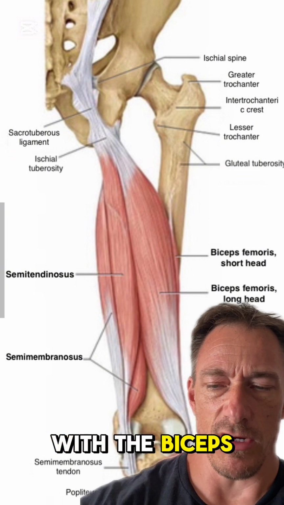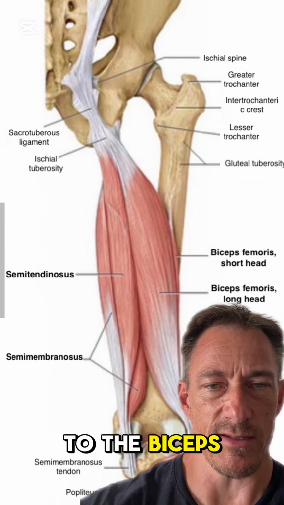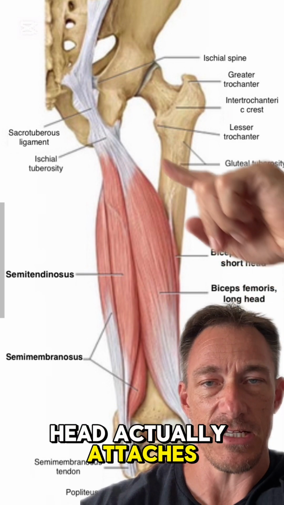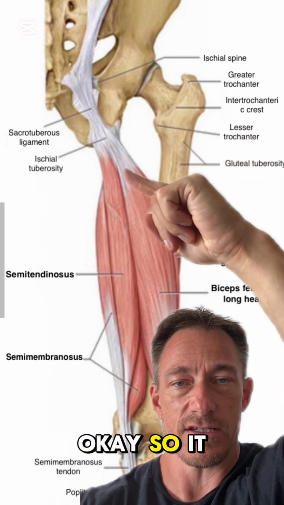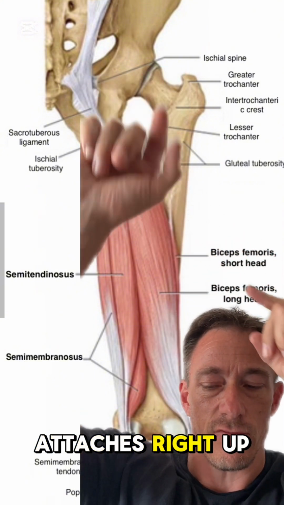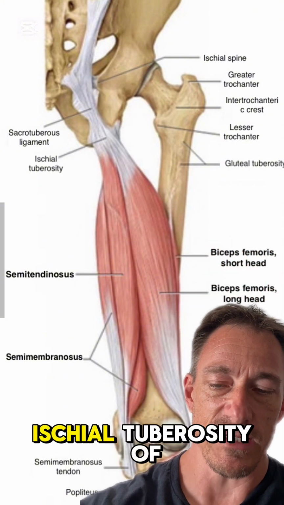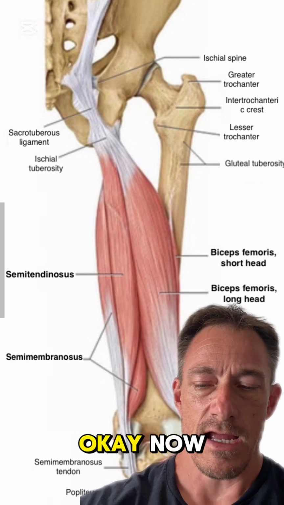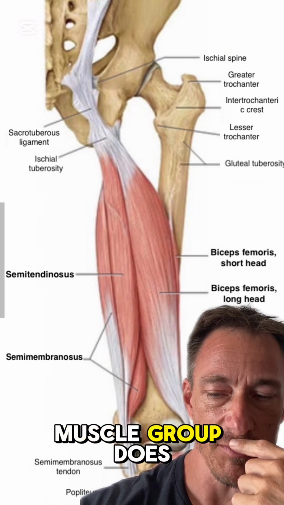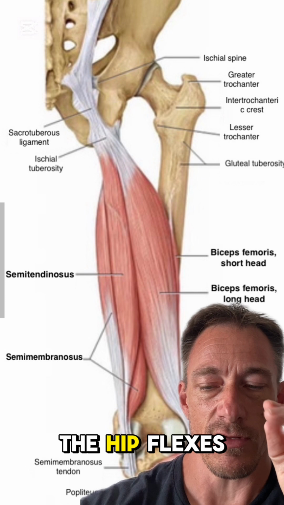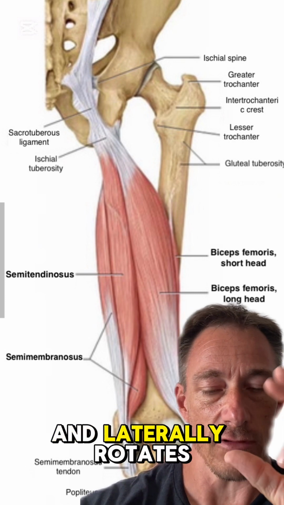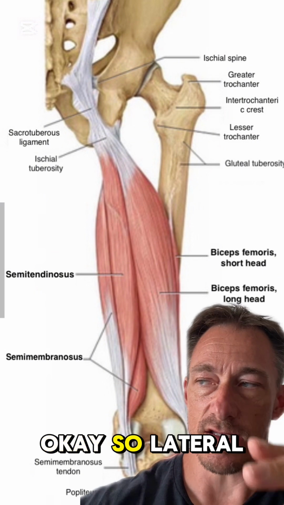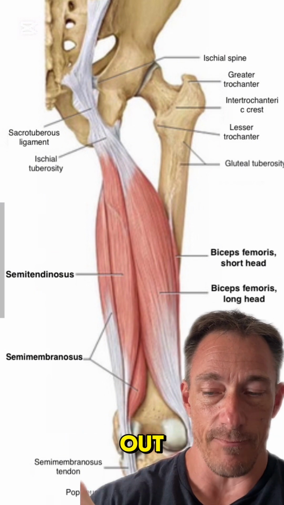So let's start with the biceps femoris. There are two heads of the biceps femoris, a short head and a long head. Now the long head actually attaches up into the hip, following this and attaching right up onto the ischial tuberosity of the pelvic bone. What this muscle group does is extend the hip, flex the knee, and laterally rotate the leg when the knee is flexed. Lateral means that you turn your knees out.